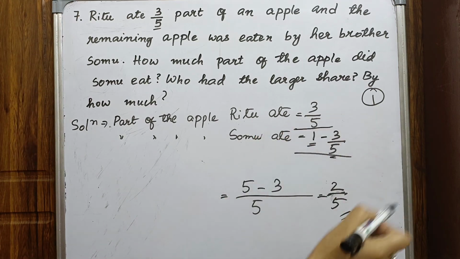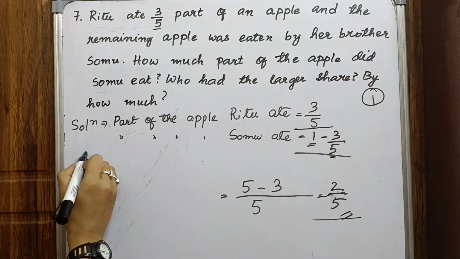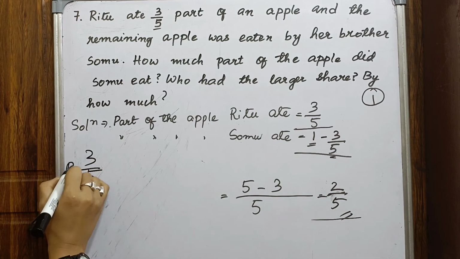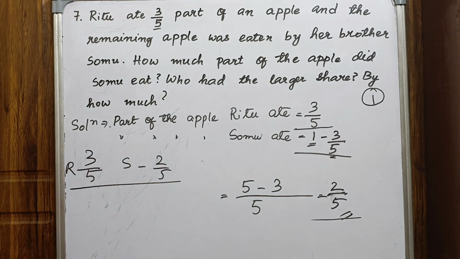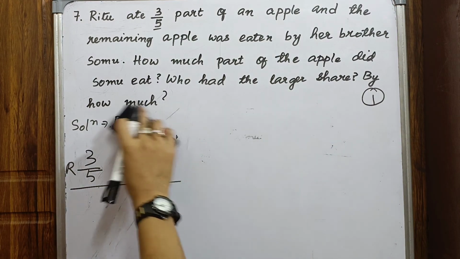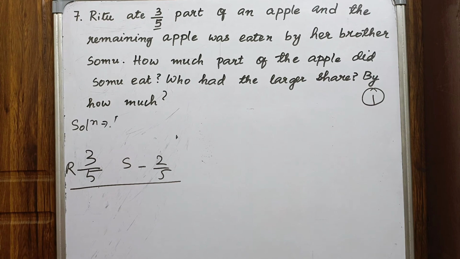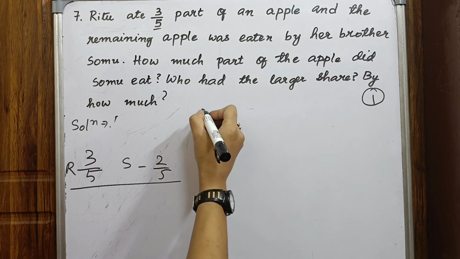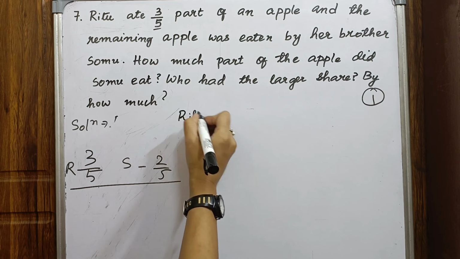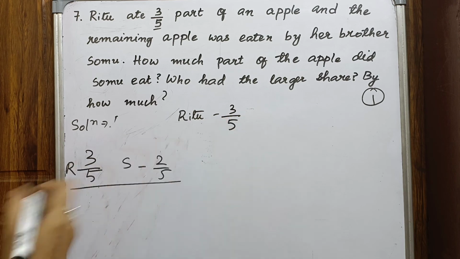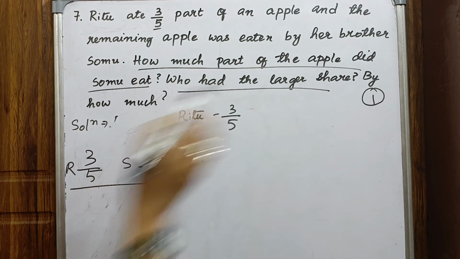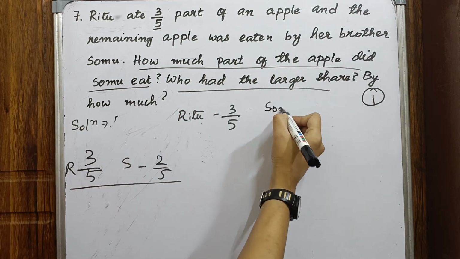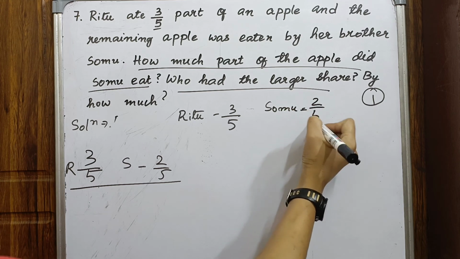Ritu ate 3 by 5 and Somu ate 2 by 5. So Ritu's portion is 3 by 5 and Somu's portion is 2 by 5. Now we'll see which one is greater among these two. This is very easy to find out, because you have done sums like this in the previous questions. Ritu ate 3 by 5. Now how much part of the apple did Somu eat? We have got this answer. Who had the larger share? Somu 2 by 5.